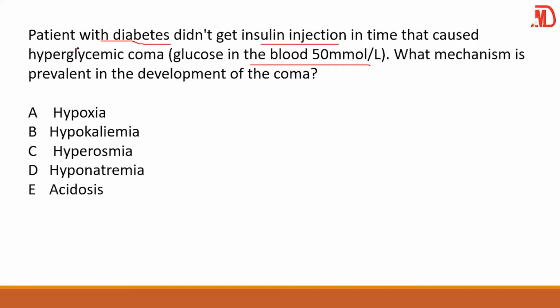Now, this has led to what we call hyperglycemic coma. And the question is, what mechanism is prevalent in the development of this coma? We've done a question like this before. So over here, even though there is too much sugar leading to coma, but the person has not yet developed what we call ketosis, or acidosis in the body.